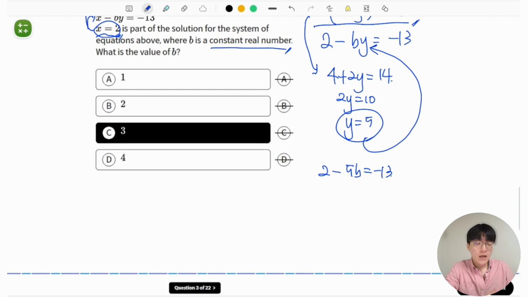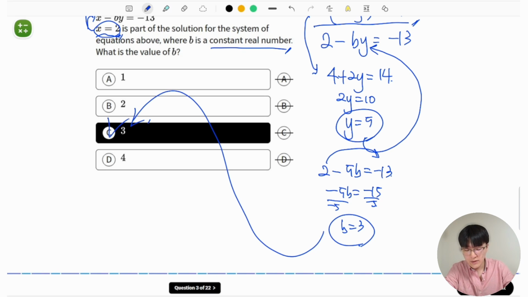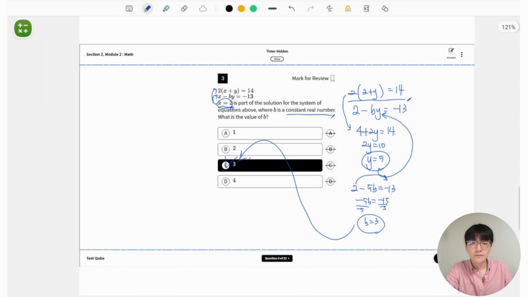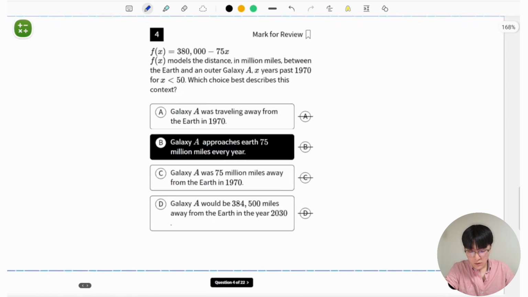Now we're getting very close to what we want. If we send this 2 to the other side, -5b = -15, and therefore b is, when we divide both sides by -5, 3. Sorry, let's just rewrite that again. b is equal to 3. Answer choice C. Okay.